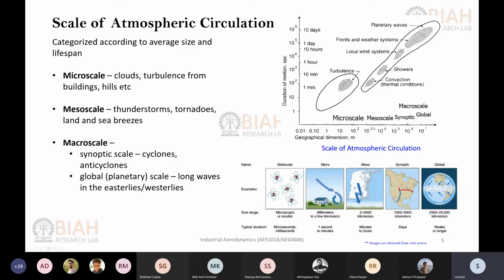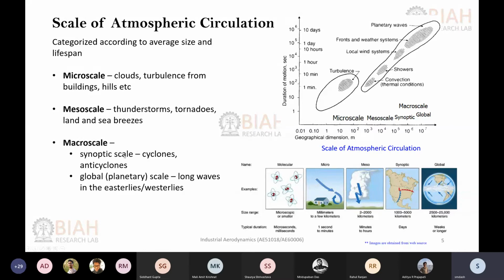The length scale in this can vary up to a few kilometers. Here I have defined it in particular: it can vary from 1 or 2 kilometers up to 1,000 kilometers, and the phenomenon can last from a few minutes to a few hours. Generally thunderstorms and tornadoes are in this particular mesoscale range.